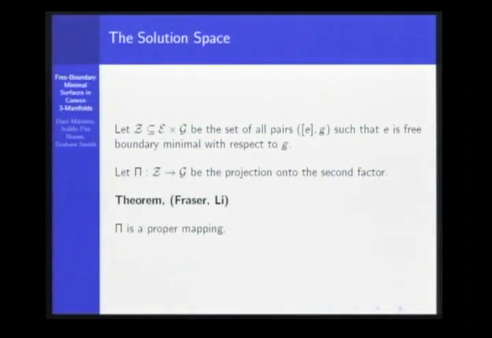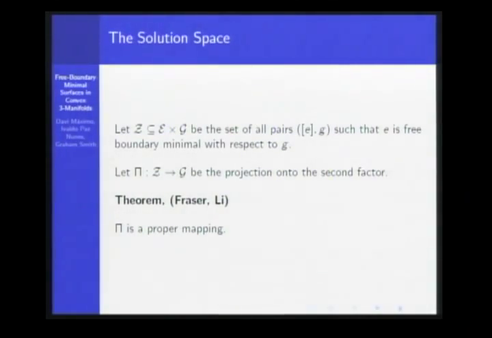The starting point is this recent nice little theorem of Fraser and Lee, which generalizes the earlier theorem of Choi and Schoen for embedded minimal surfaces inside compact Ricci positive manifolds. And this is that the mapping pi is a proper mapping. Now, why is this important to us? It's important to us for the following reason.